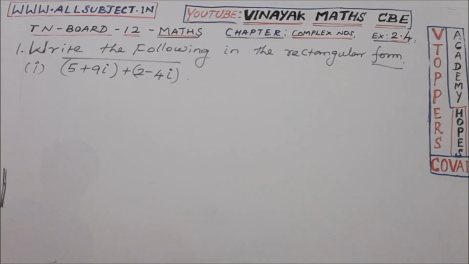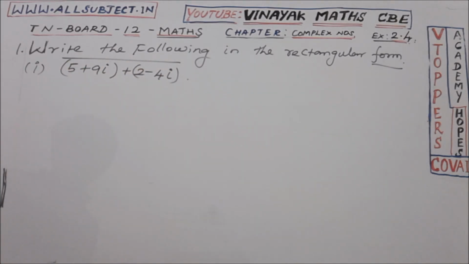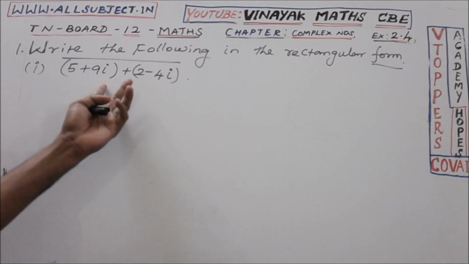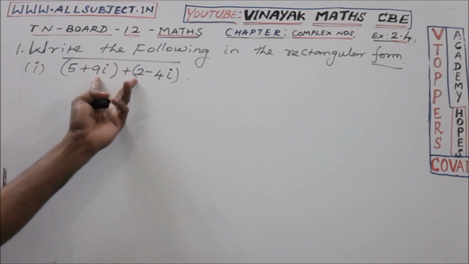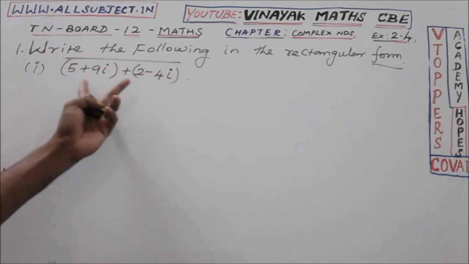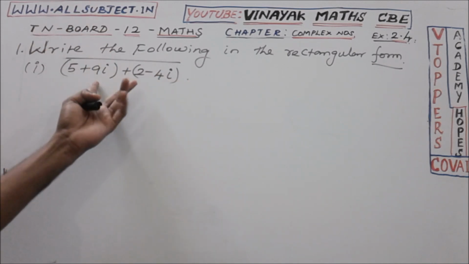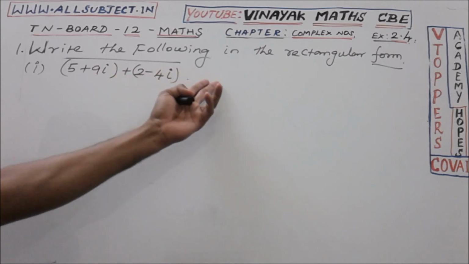Exercise 2.4, question number 1, subdivision number 1. Write the following in the rectangular form. Here the two complex numbers are in addition. First we should add these two complex numbers and then find the conjugate. These two are given in addition. First add and then find the rectangular form.